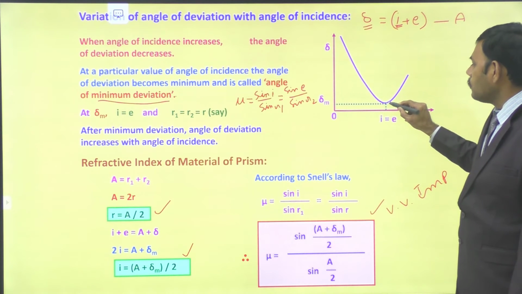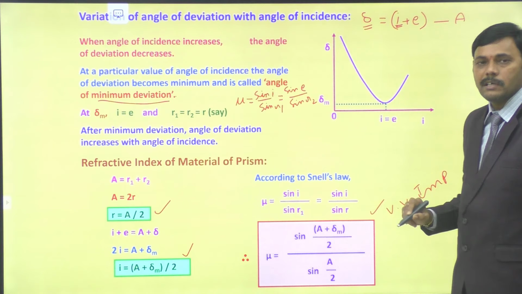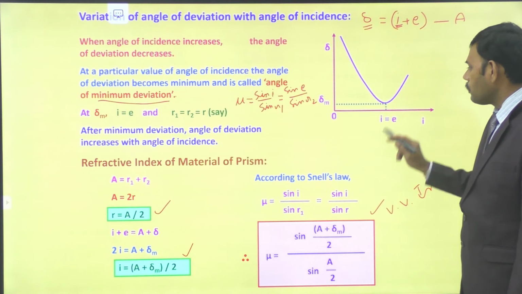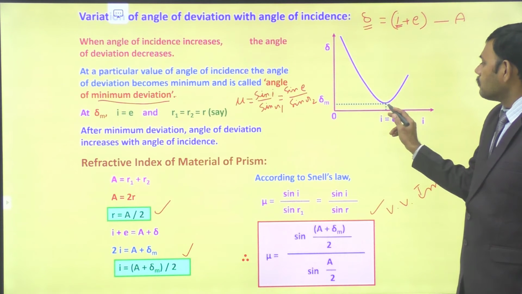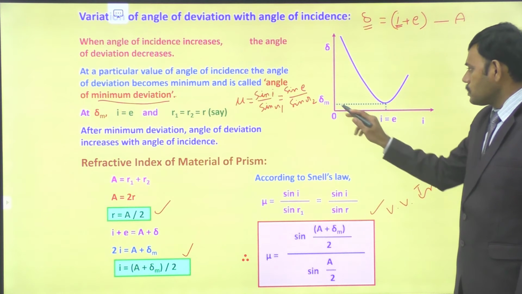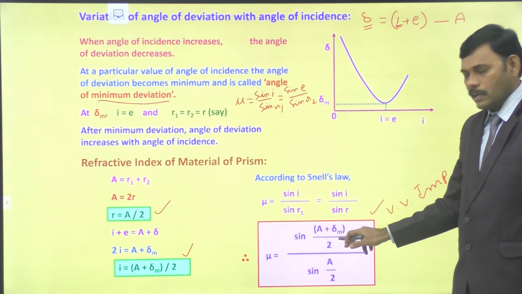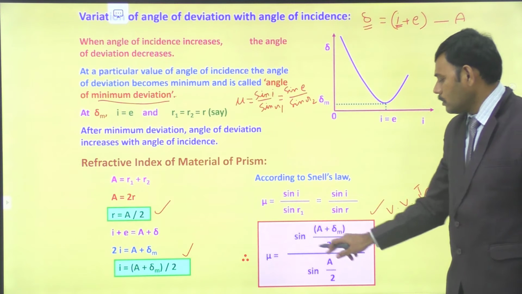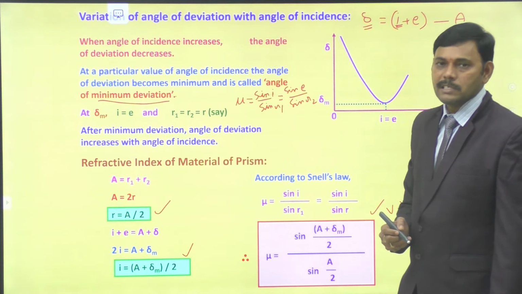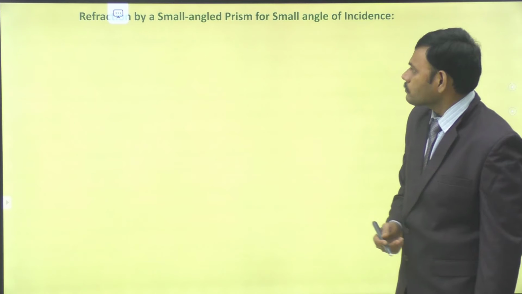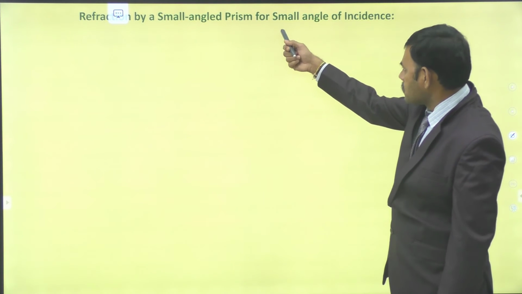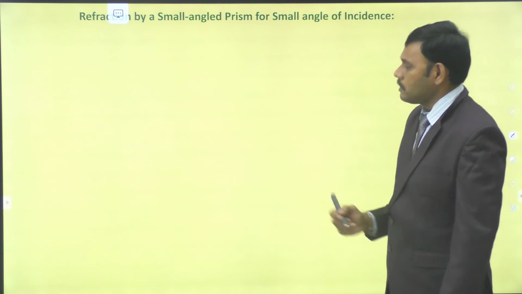At a particular value of incidence we get minimum deviation, at which I is equal to E. From that we calculate delta M. Using delta M and the angle of prism in the formula, sin of (A plus delta M) by 2 divided by sin of A by 2, we find the refractive index of the prism. So, refraction by a small angle prism for small angles of incidence.